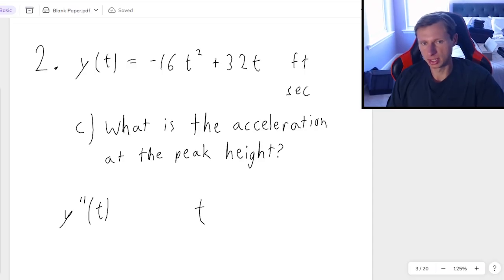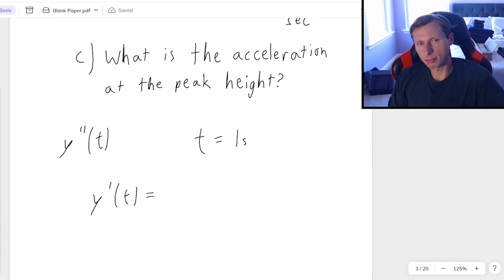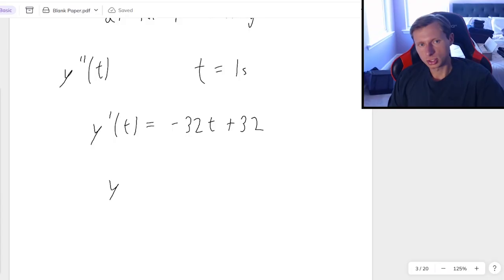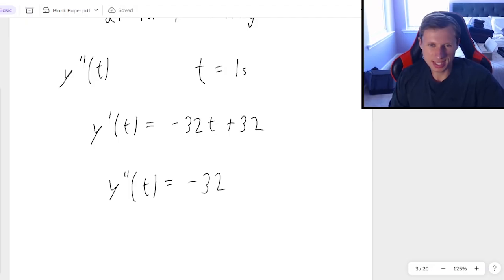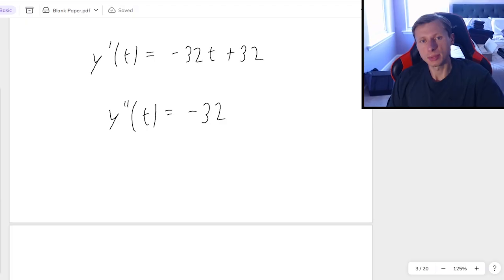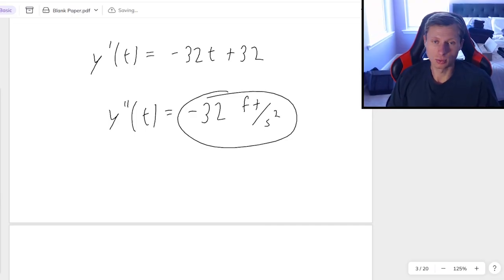So we need a time. And we actually know the time already. It was at 1 second. That's when it reaches the peak height. So all we really need is the acceleration. The first derivative we remember was negative 32t plus 32. So it looks like the second derivative would just be negative 32. And like we said before, since there is no t, it doesn't even matter what the time is. The acceleration will always be negative 32. Units are feet per second squared for acceleration. And that's it. We're done.